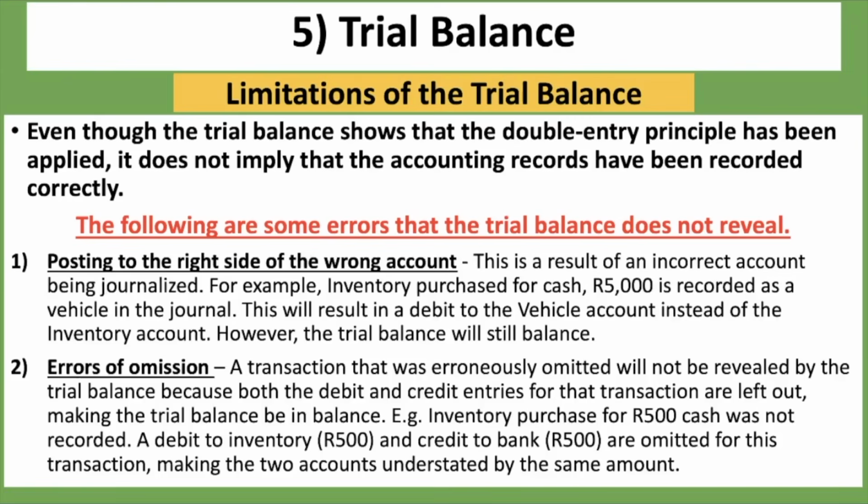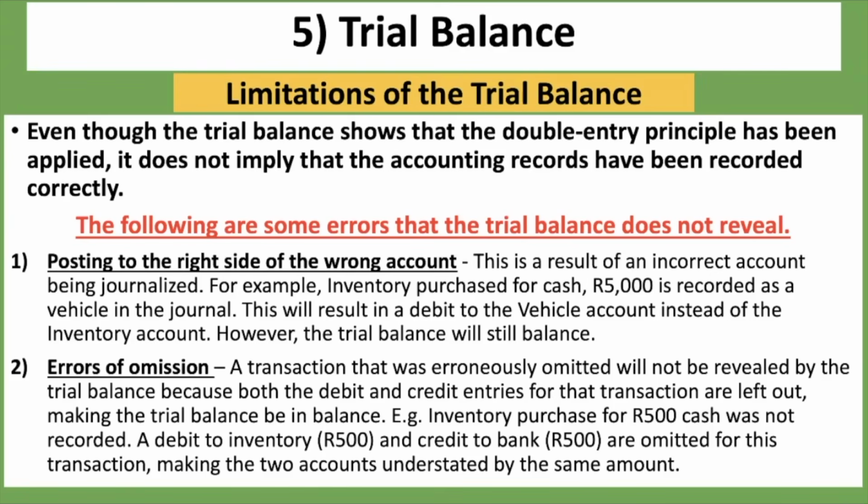Alright, so the second one we have here is errors of omission. A transaction that was erroneously omitted will not be revealed by the trial balance because both the debit and credit entries for that transaction are left out, making the trial balance be in balance. For example, inventory purchase for 500 Rand cash was not recorded. If you do not record that transaction at all, the debit to inventory 500 Rand and credit to bank 500 Rand, obviously you would know that based on our previous lessons, are omitted for this transaction, making the two accounts understated by the same amount.